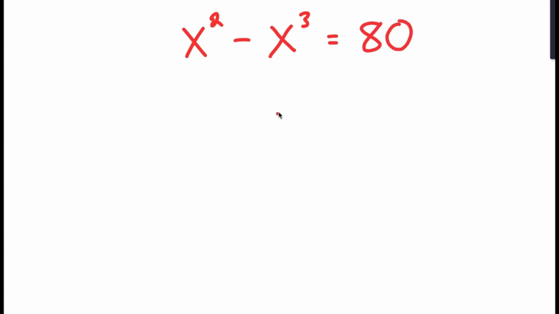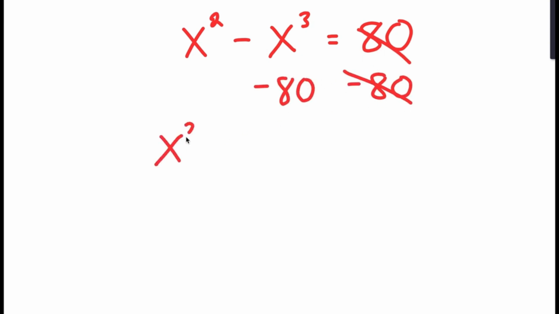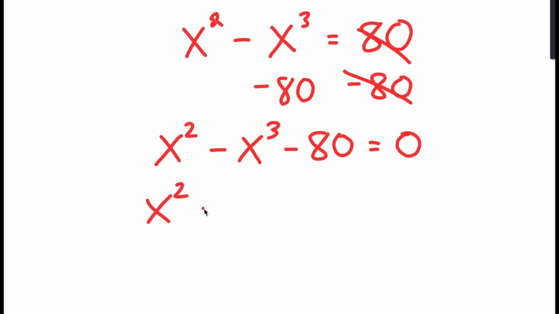Alright, so in this video, I'm going to solve the equation x to the power of 2 minus x to the power of 3 is equal to 80. To solve this equation, I'm first going to subtract 80 on both sides. So now I get x to the power of 2 minus x to the power of 3 minus 80 is equal to 0. Now from here, I'm going to replace negative 80 with negative 16 minus 64.